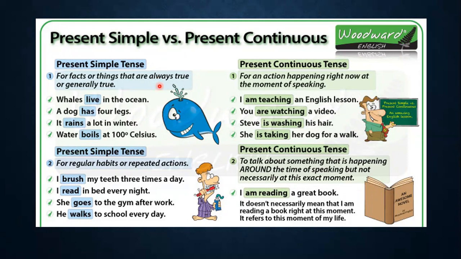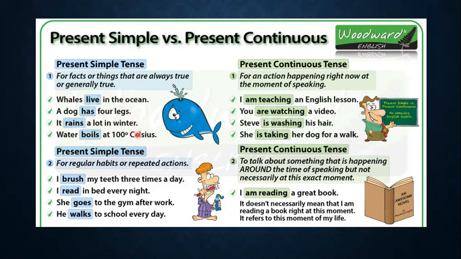What is the word simple? Simple. ¿Qué significa simple? Que su estructura es muy sencilla. We can use it for facts or things that are always true or generally true. Para hablar sobre cosas que generalmente siempre van a ser verdad. Para hablar de verdades, de hechos. An example is whales live in the ocean. A dog has 4 legs. It rains a lot in winter. The water boils at 100 Celsius.